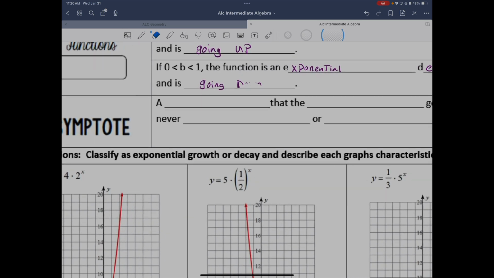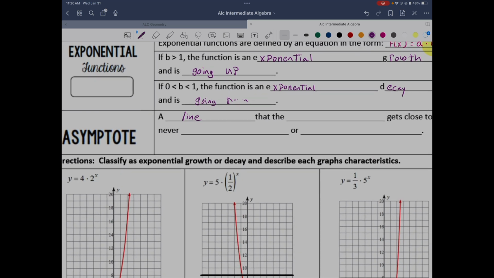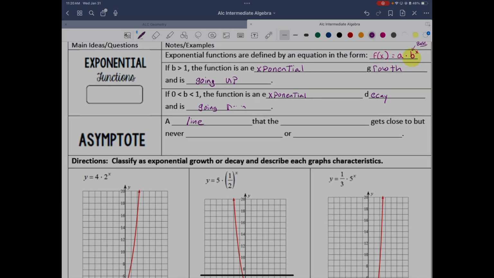Let's try this again. A line that the graph gets close to but never intersects or touches is what we call an asymptote line.